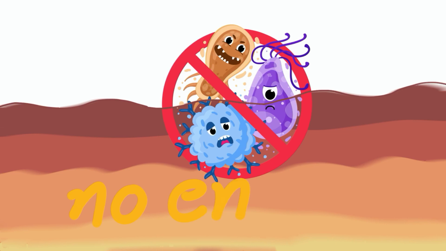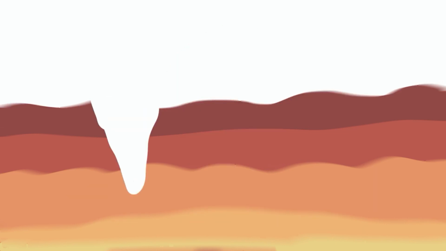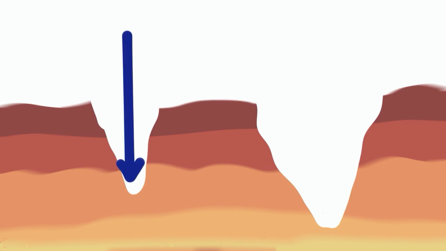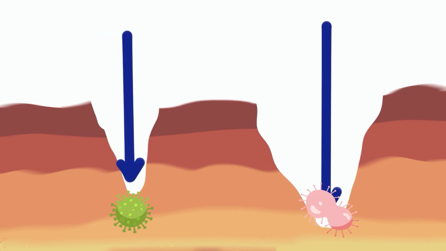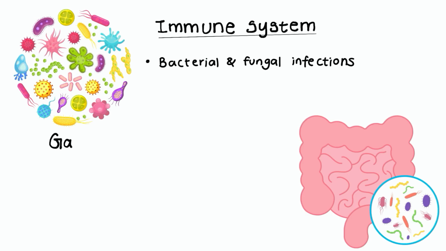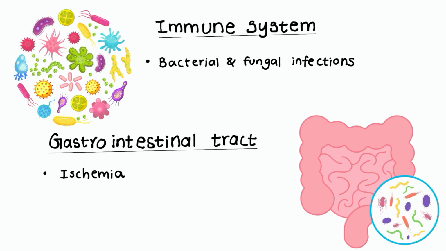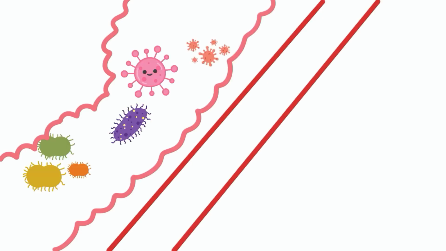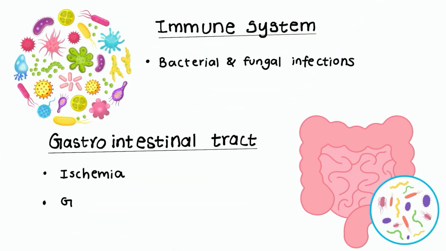Immune system. When there is a burn, you basically lose the skin integrity, which is protecting you from the environmental hazards and infections. There's also a significant reduction in the cell-mediated immunity in a large burn. So these patients are more susceptible to bacterial and fungal infections. Gastrointestinal tract. The microvascular damage and ischemia to the gut mucosa will increase the translocation of gut bacteria, which can become an important source of infection in a large burn.